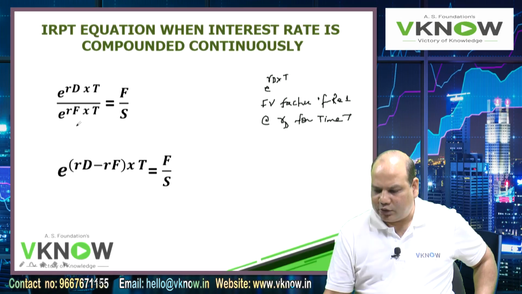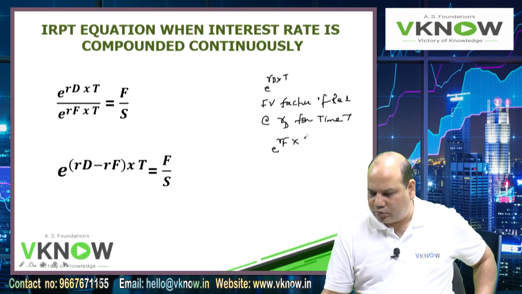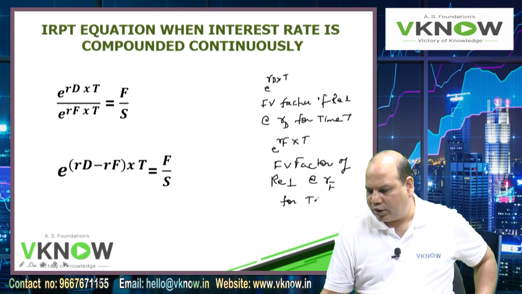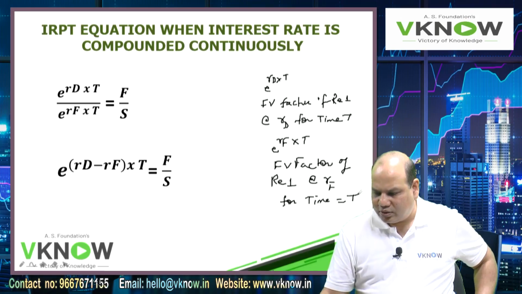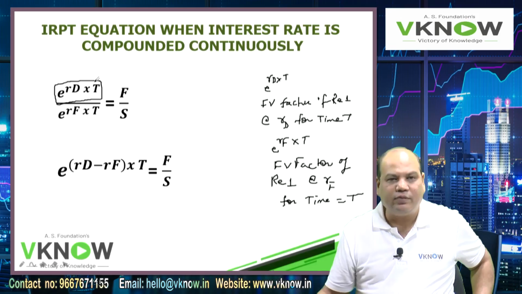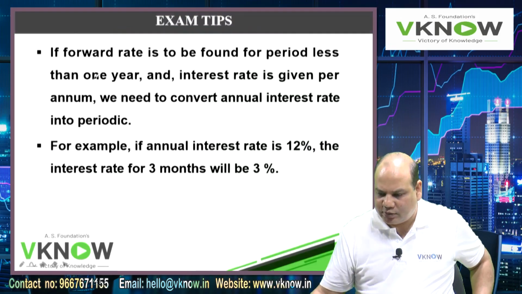And similarly, this e to the power rf into t means future value factor of rupee 1 at rate of interest in foreign country for time equal to t. So basically we are doing the same thing, but we are using continuous compounding formula to find the value of 1. I'll just go to the previous slide.